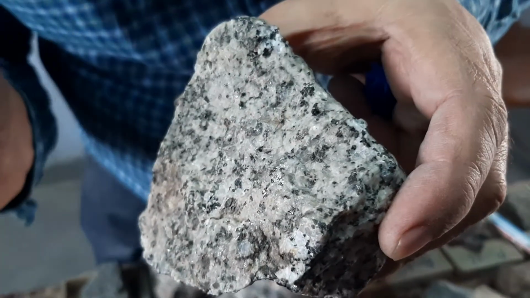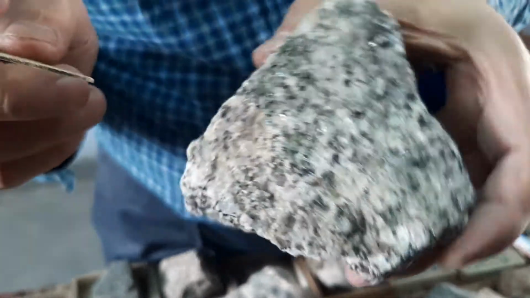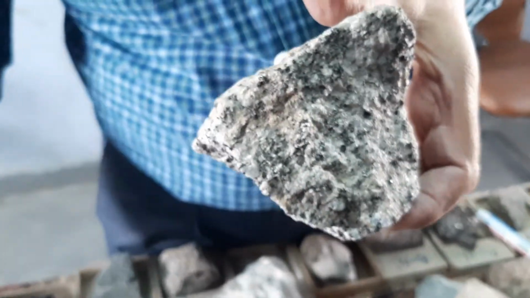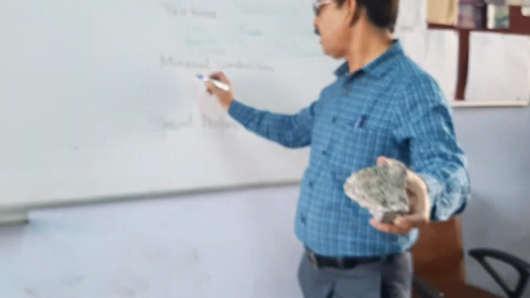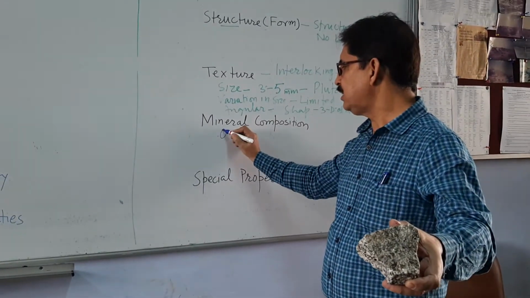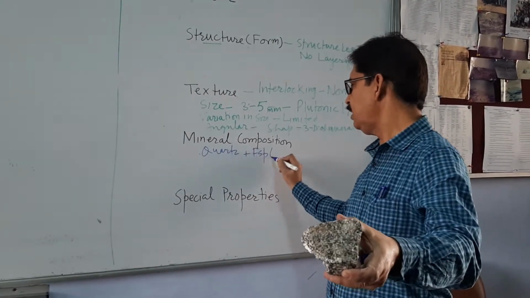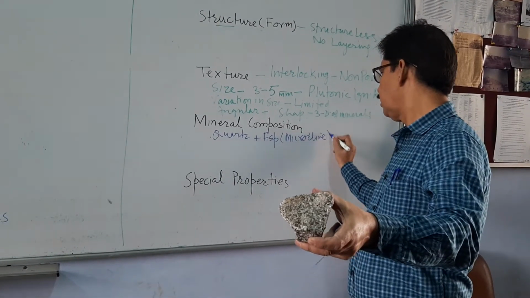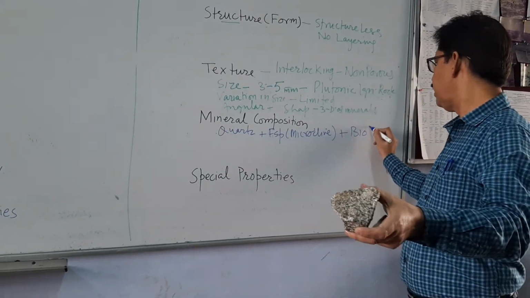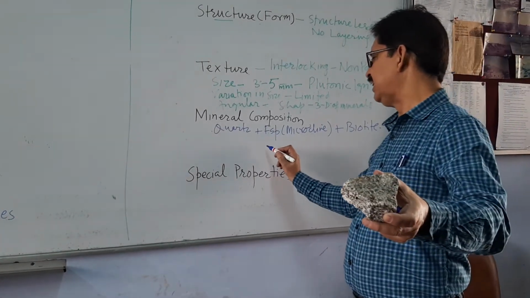These black minerals, they are biotite. There may be some tourmaline also, but I cannot identify it at this level. So this rock has got quartz plus feldspar, which is the white variety, that is microcline, plus biotite. And this rock is granite.